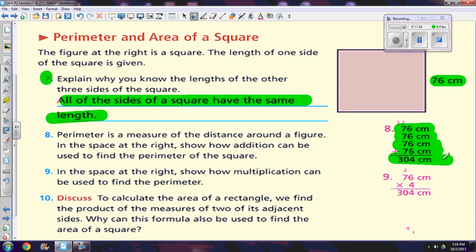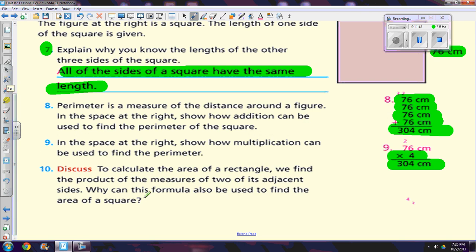Now, number 9 says in the space at the right, show how multiplication can be used to find the perimeter. Because all four sides are the same, for a square, all same length, you could just take 76 times 4, which would give you the 304 centimeters. So for 7, 8, and 9, please copy exactly what I highlighted down in your black notebook. And then let's take a look at number 10 now.